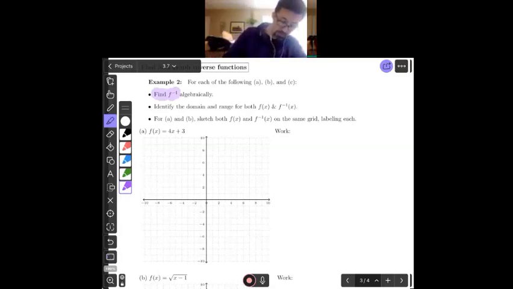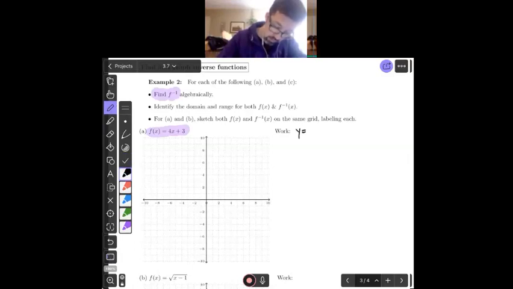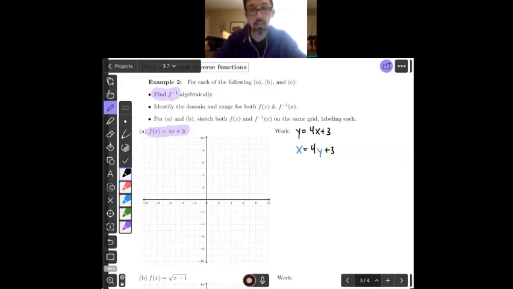So here's our function. First step, rewrite it into y equals 4x plus 3. Key step, switch x and y. x equals 4y plus 3. Step 2 is really easy. Oh, we didn't do step 1. Okay. Is it one-to-one?